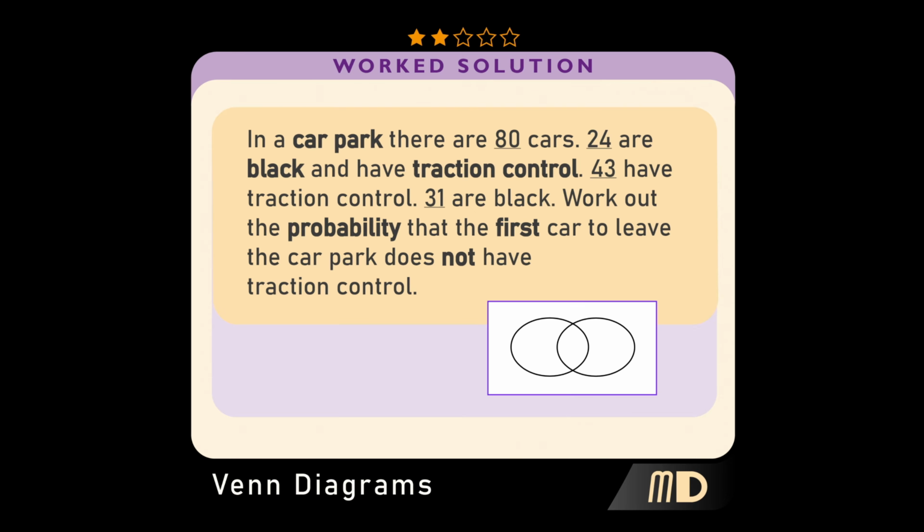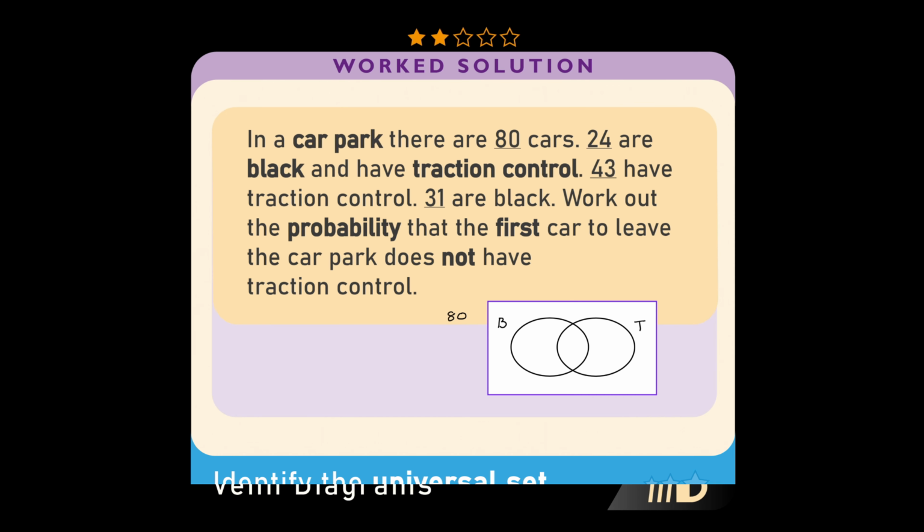We can construct a Venn diagram to answer this question. We need two circles, one representing the set of black cars and the other representing the set of cars with traction control. We've been told that there are 80 cars inside the car park, which represents the universal set of a Venn diagram.